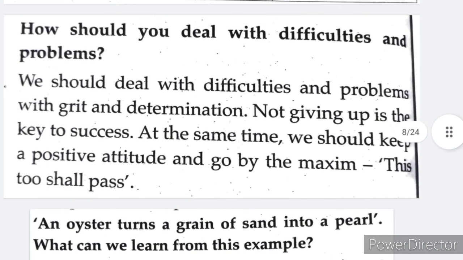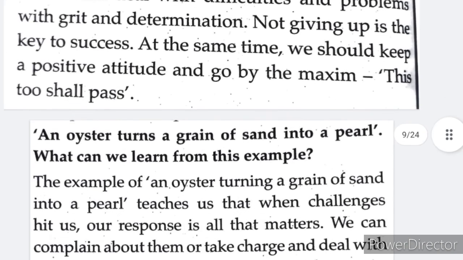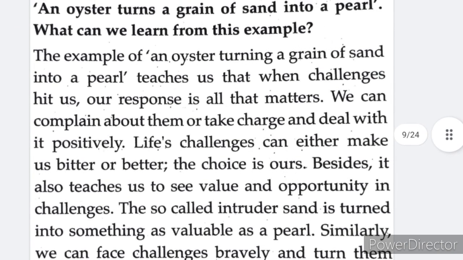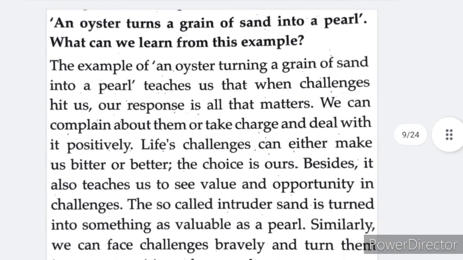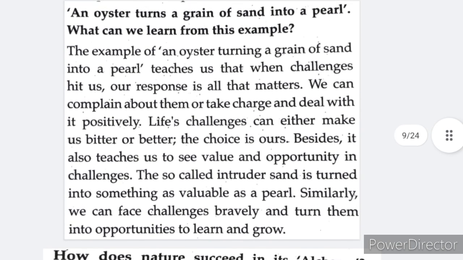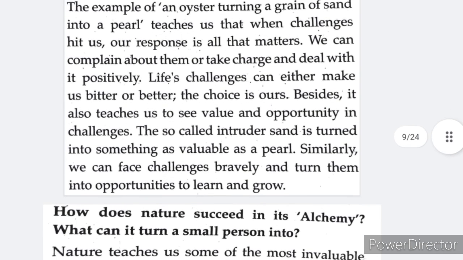How should you deal with difficulties and problems? Second one, an oyster turns a grain of sand into a pearl. What can we learn from this example? The example of an oyster turning a grain of sand into a pearl teaches us that when challenges hit us, our response is all that matters.